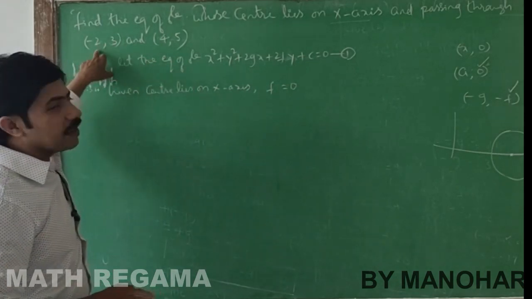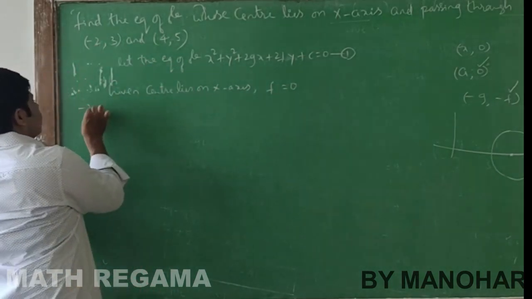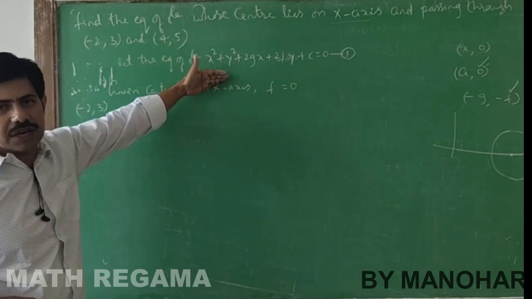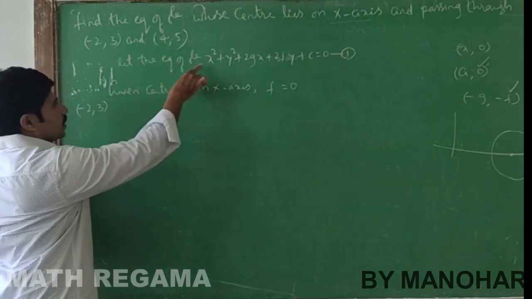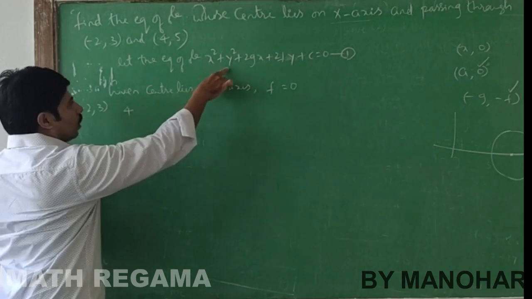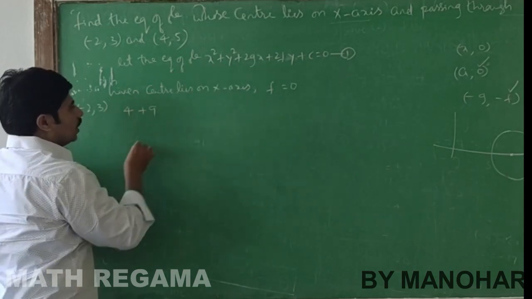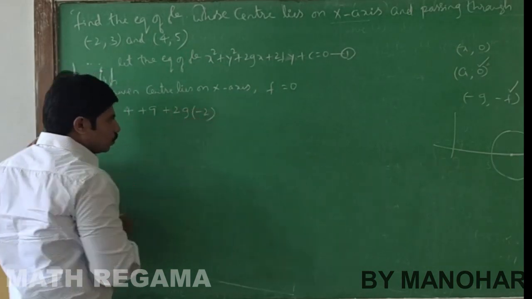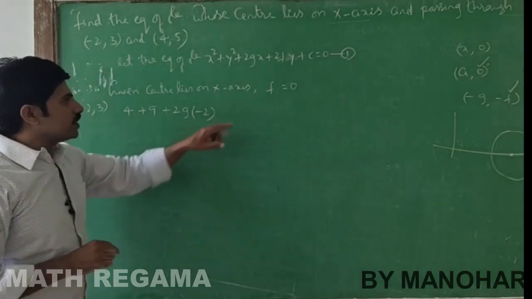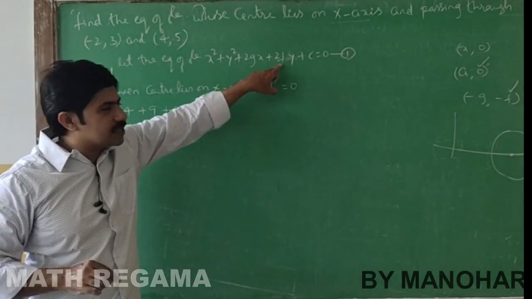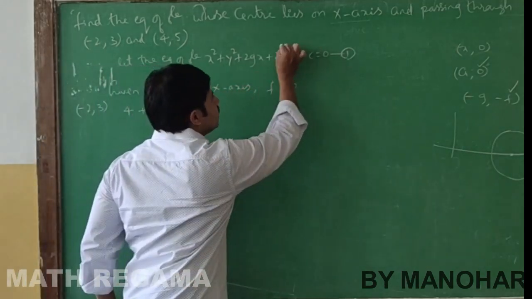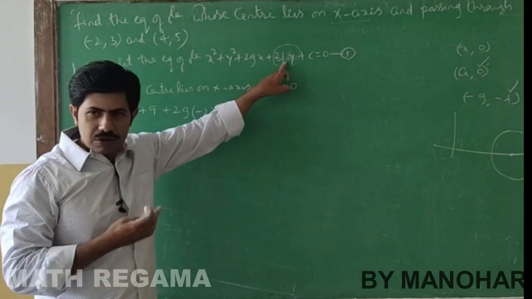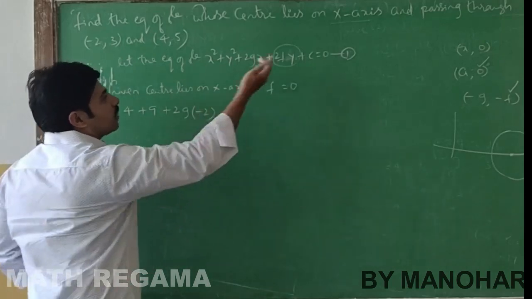Now the next is they gave the points. What is the first point they gave? (-2, 3). The point (-2, 3) passes through the circle. So this is the circle we are assuming. Substitute (-2, 3). -2 square is 4, y value squared is 9, and 2 into g into x value is -2. Now what is f value? 0. So if I substitute f as 0, the 2fy term is eliminated.